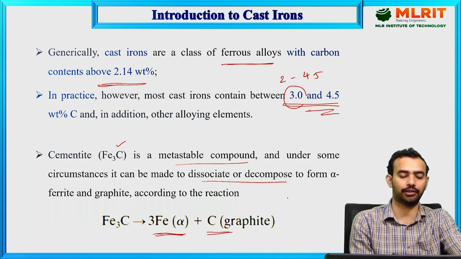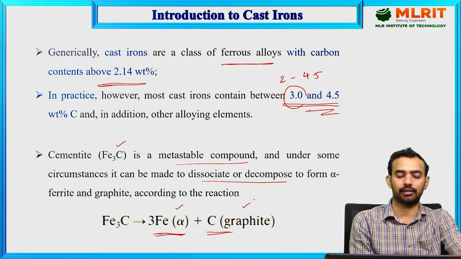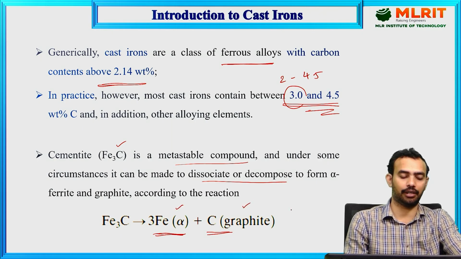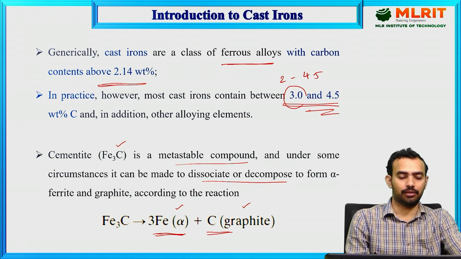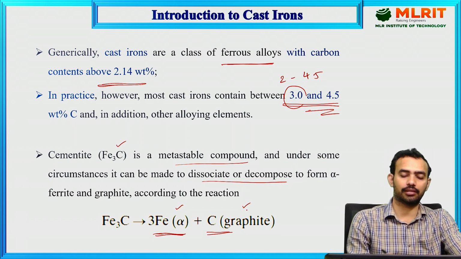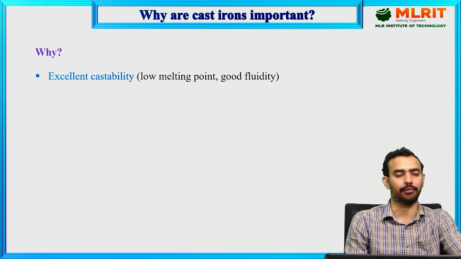So this reaction looks like this. Iron carbide, Fe3C, can be converted into alpha ferrite and carbon graphite, which is a very important reaction in terms of cast irons. So what are these circumstances where the cementite will break? What elements need to be added, which we will see in a short time.